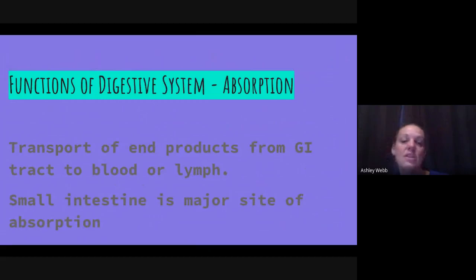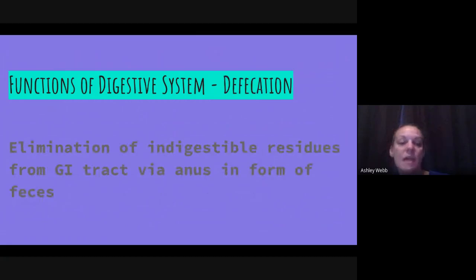Absorption is the transport of the end products from the GI tract to the blood or lymph. The major site of this is the small intestine. Then we have defecation, which is simply the elimination of those indigestible residues from the GI tract via the anus in the form of feces.